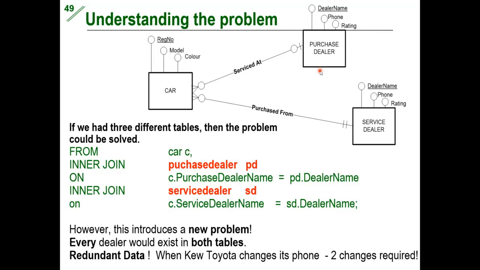Redundancies. Remember the redundancies? The same dealer information will appear twice in two different tables. We don't want redundancy. What happens if you have redundancies? Anomalies. We can have update anomaly, deletion anomaly, different types of anomalies. The anomalies, remember, we just talked about. So we don't want that to happen, isn't it? So we need to get rid of that, right?